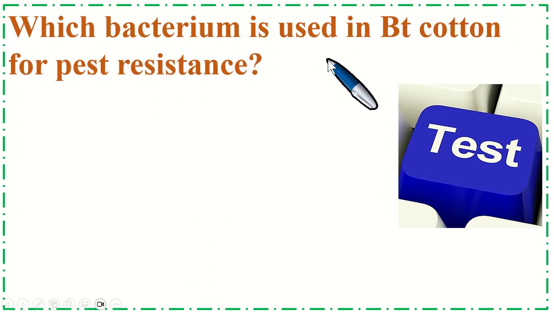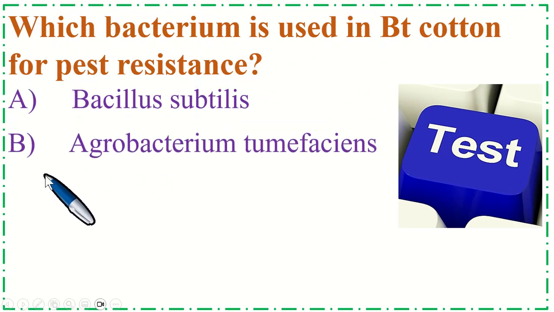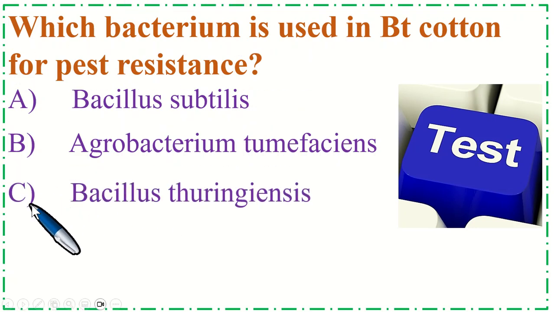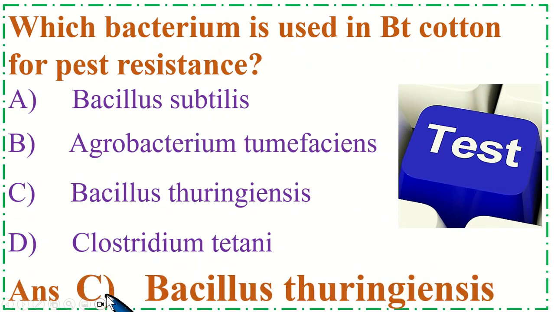Which bacterium is used in BT cotton for pest resistance? Option A Bacillus subtilis, B Agrobacterium tumefaciens, C Bacillus thuringiensis, and option D Clostridium tetani. Correct option is C Bacillus thuringiensis.